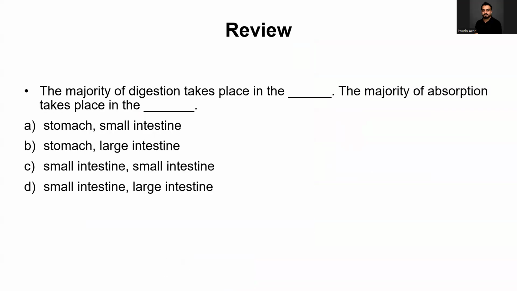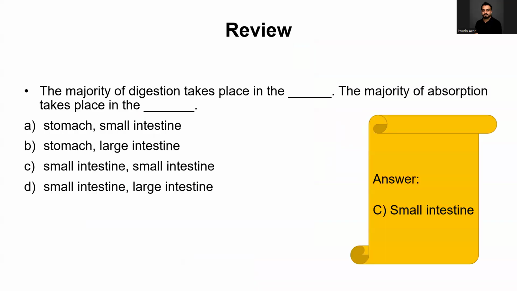The majority of digestion takes place in the small intestine. The majority of absorption takes place in the small intestine. So the small intestine is the major place for both digestion and absorption of carbohydrates.